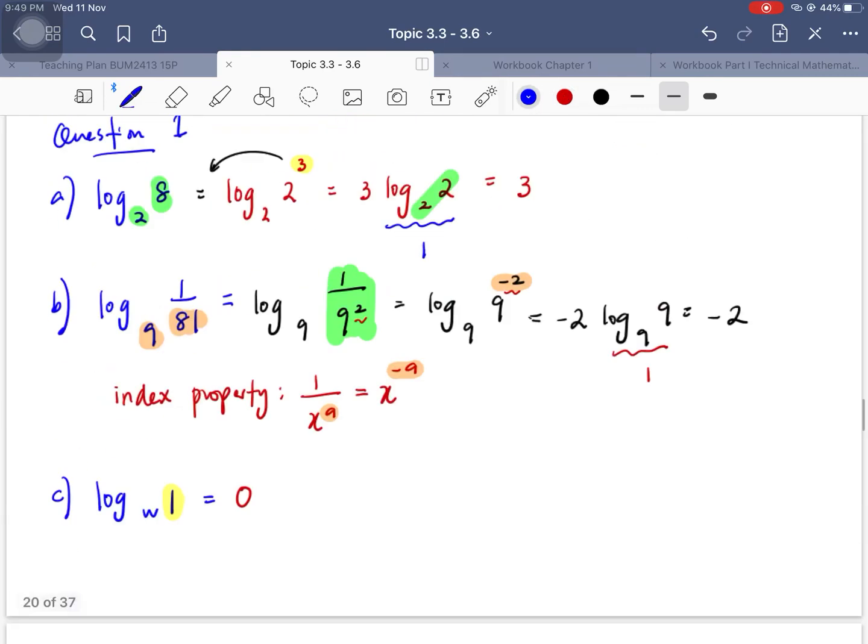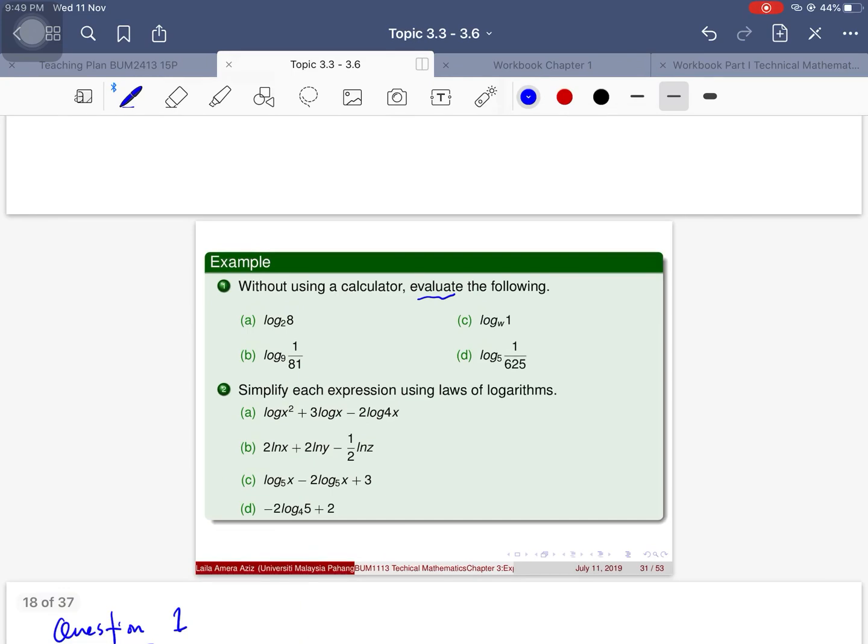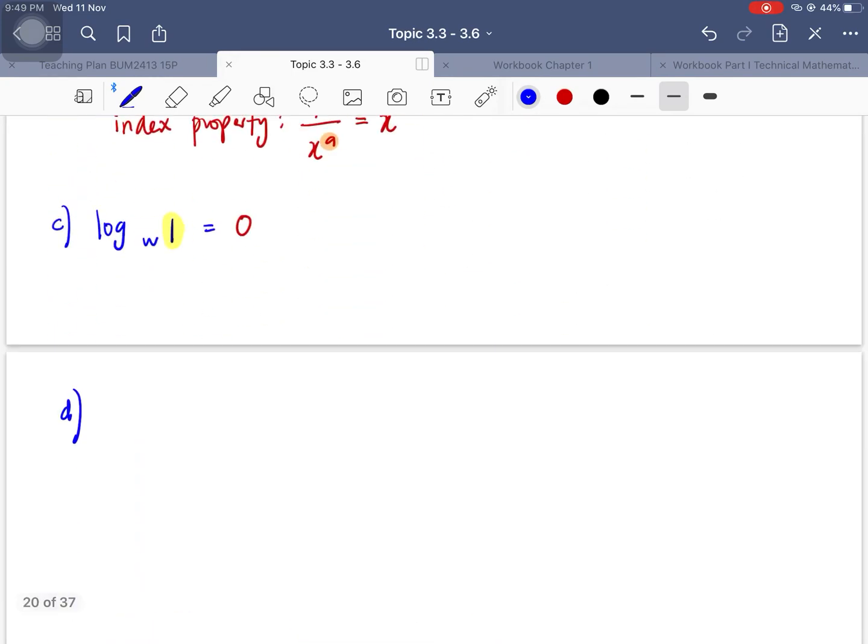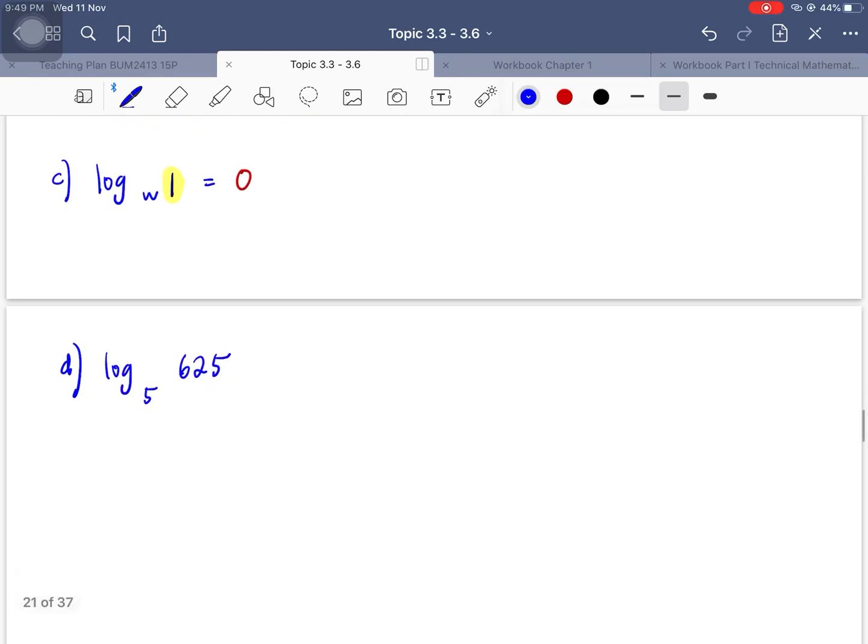Okay, and the last one. Let's see the last one. What do we have? I have log base 5 of 1 over 625. So it's going to be log 5 of 625. I'm going to use the same ideas that I've seen previously. First I'm going to relate the number 5 and the number 625, and of course there's a relationship between them.